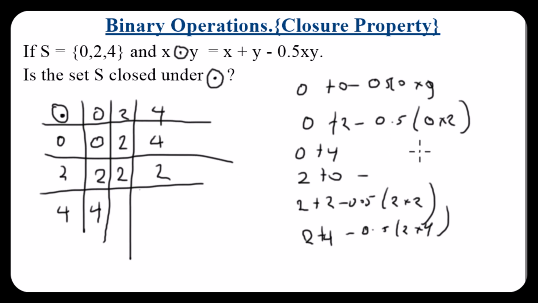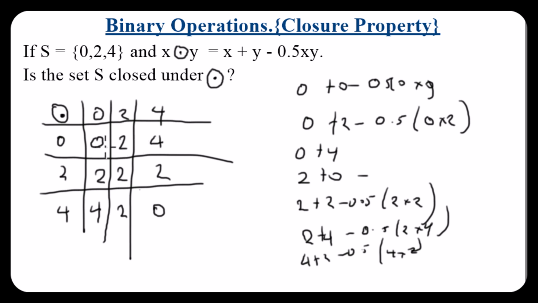So for 4 and 2, we would have 4 plus 2 minus 0.5 times 4 times 2. 4 times 2 is 8. 8 multiplied by 0.5, that's 4. 6 minus 4, that's 2. So this is 2. And lastly, 4 and 4. So 4 plus 4, and 4 times 4 is 16. 16 times 0.5, that's 8. 4 plus 4 is 8. 8 minus 8, that gives us 0.